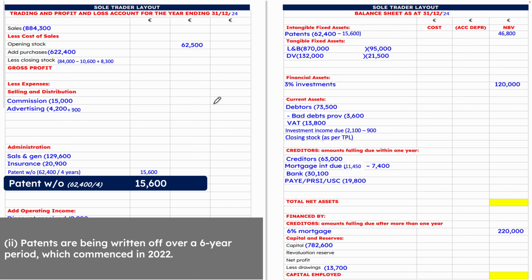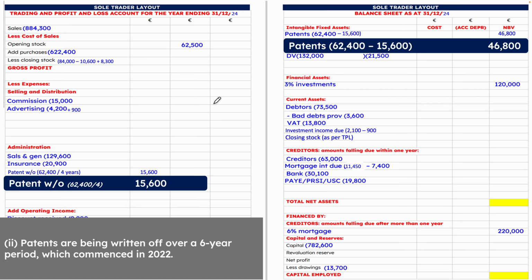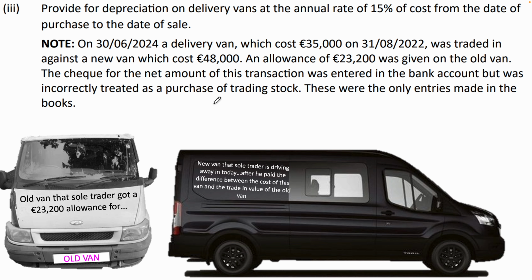So 62,400 divided by 4 is 15,600, which you are going to put into the administration heading. Okay, so 15,600 is the patent written off for this year. And then we have to show in our balance sheet what our patent is worth now. So if at the start of the year it was worth 62,400 before we wrote it off, and we take away 15,600, now you've got 46,800 euro. All right, so that is note 2.